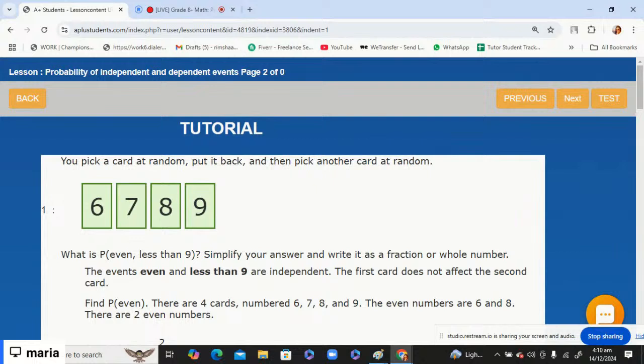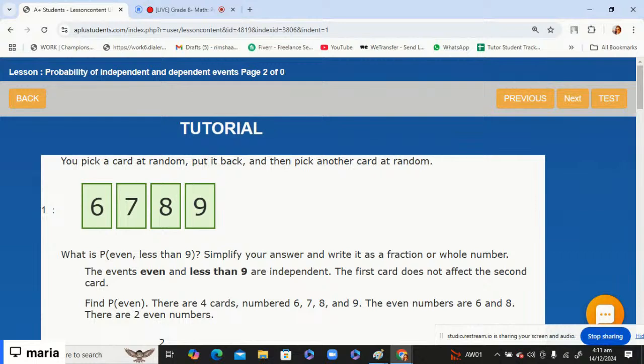So now here is the question: you pick a card at random, put it back, and then pick another card at random. What is the probability of even, and what is the probability of less than 9? There are two even numbers in it, that is 6 and 8. And less than 9, there are three numbers, 6, 7 and 8. So when we say the even and the less than 9, these both are independent. The first card doesn't affect the second card, and first of all, you find the P of even probability.